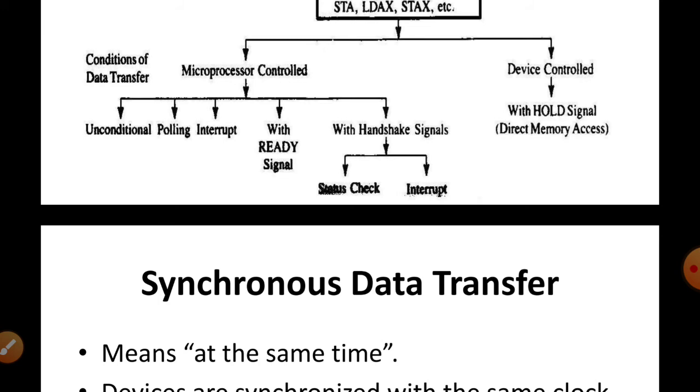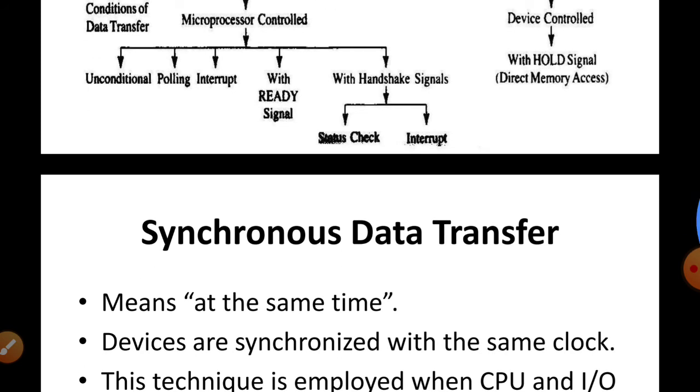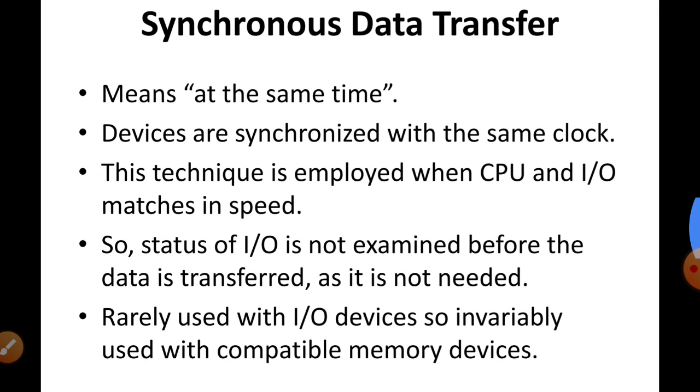Now, this handshake signal is again divided into two parts. One is status check, another is interrupt. The status check method functions very much like the polling method and achieves the same result, and interrupt uses the same method as I have already explained in the case of interrupt driven data transfer. And I have already explained the peripheral control data transfer scheme using the hold signal and the hold acknowledge signal and so on. So, let us discuss in more detail the synchronous data transfer.